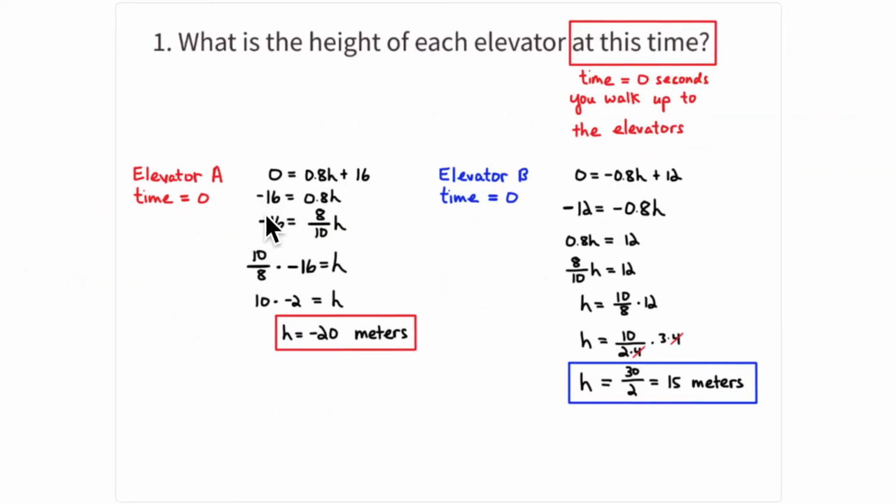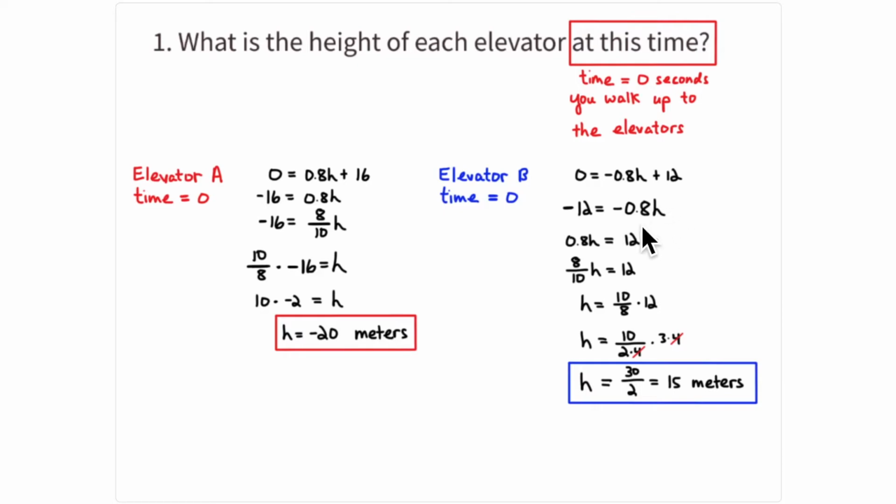So this negative 16 seconds here is the time before you show up, and it takes this elevator to reach this negative 20 meters. So you figure out the height. That height is negative 20 meters. So it takes 16 seconds before you show up to reach negative 20 meters, and then it takes a positive 16 seconds to reach 0 height, to reach ground level after you show up. Same with elevator B. So you go through this calculation, and what's this negative 12 right here?